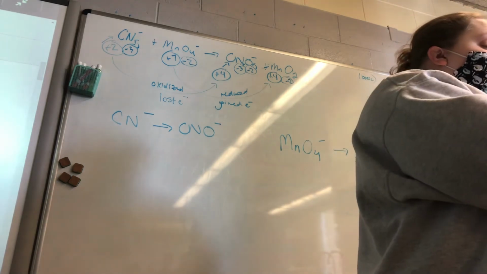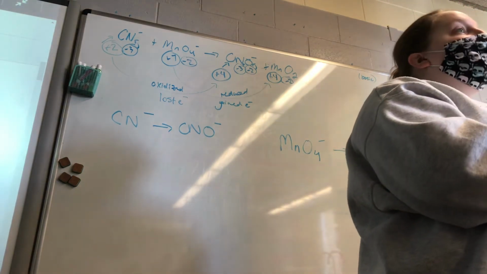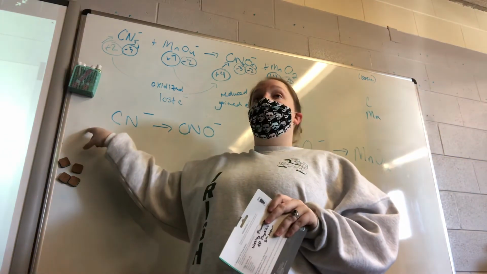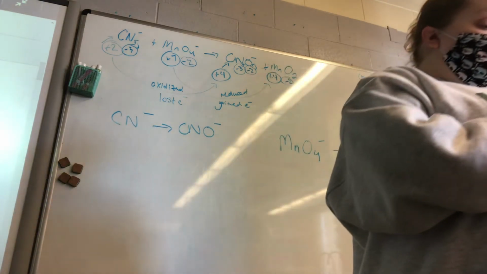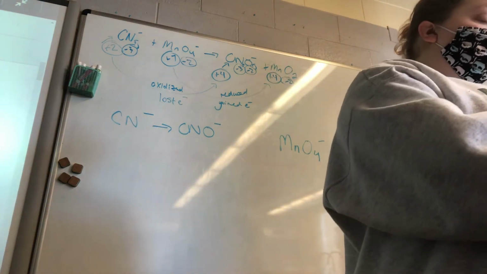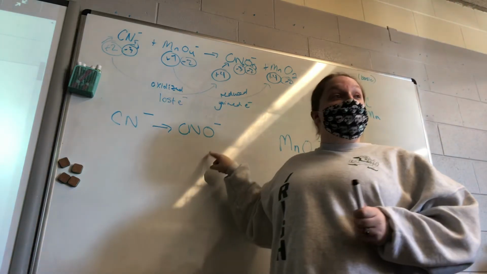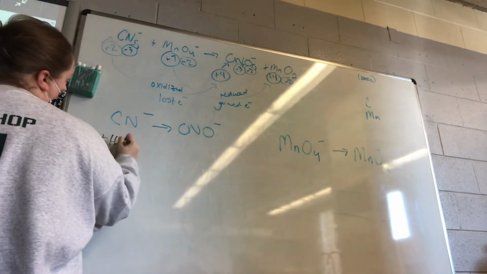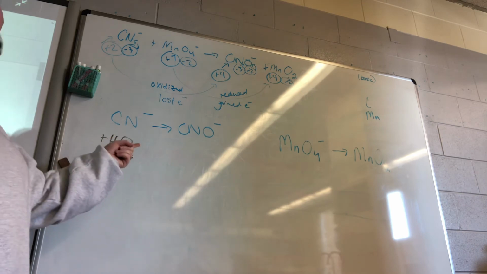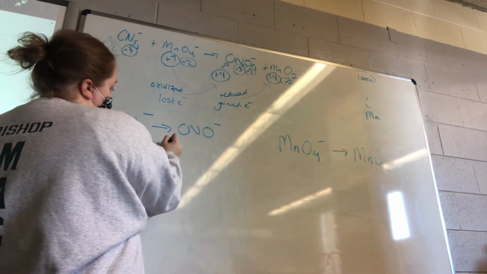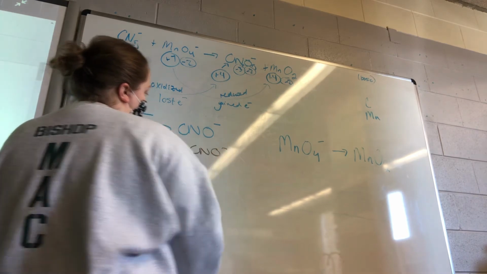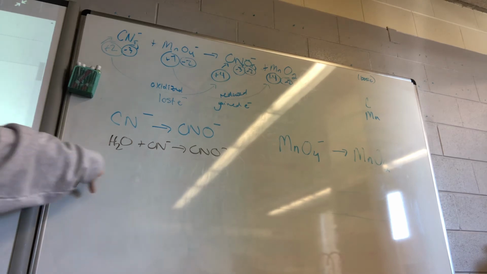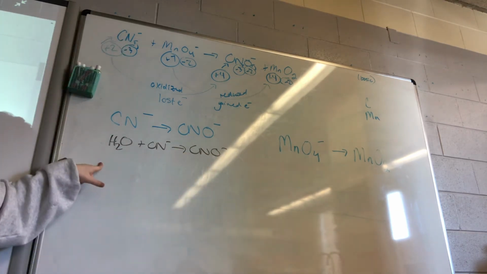Can we add the oxygens now? You have to balance your oxygens by adding water. So over here, what happens? We're going to add an H2O to this side. The only way to balance oxygens is to add water. So we add 1 water on this side to balance the oxygen, and we need 2 hydrogen. Then we're going to add 2 H's to this side to balance the hydrogen that we just added.